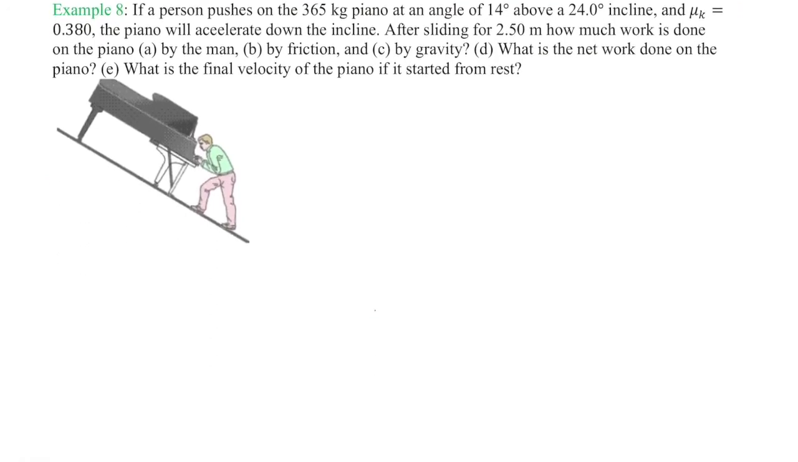All right, so let me read this one through because there's a lot going on. If a person pushes on a 365 kilogram piano at an angle of 14 degrees above a 24-degree incline, okay, so we've got two separate angles there, and the friction coefficient is 0.38, and that's the kinetic friction coefficient. The piano will accelerate down the incline, so the person isn't pushing enough to stop it from accelerating, but it would accelerate less than if they weren't pushing.